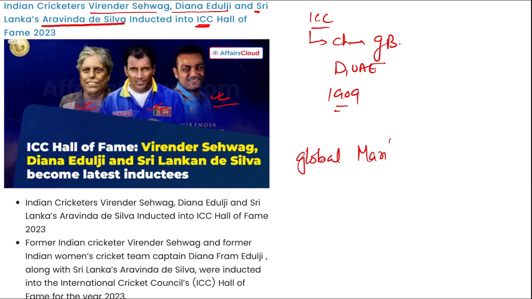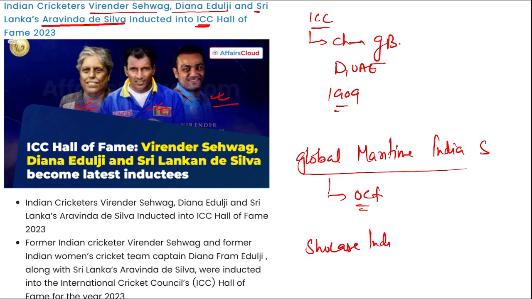Then next tell me, recently Global Maritime India Summit. Global Maritime India Summit 2023, this was held in October month. Right? Then next remember, recently which organization has partnered with Tourism Ministry to showcase India? To showcase India, it is Make My Trip. Make My Trip partnered with Ministry of Tourism in order to showcase India.